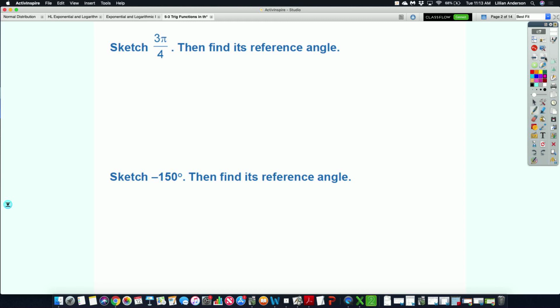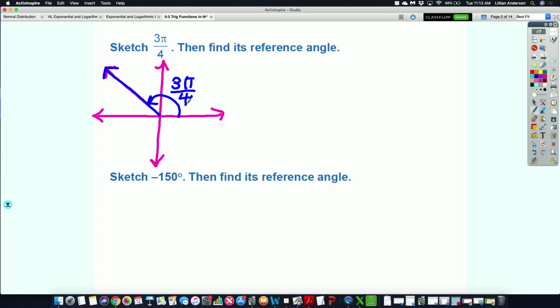Okay. So if you're asked to sketch 3 pi over 4 and then find its reference angle. Okay? 3 pi over 4. Where is that located? In which quadrant? Second? Yes. Okay. Remember, if you're trying to figure out where the angles actually lie, look at the coefficients. 3/4 is less than 1 but bigger than 1/2, correct? Yes. So then it would definitely be in the second quadrant.